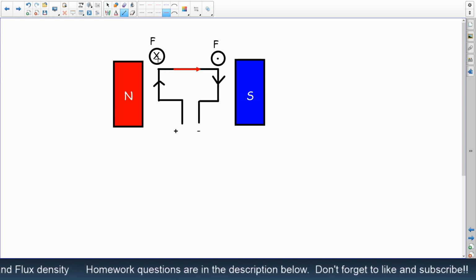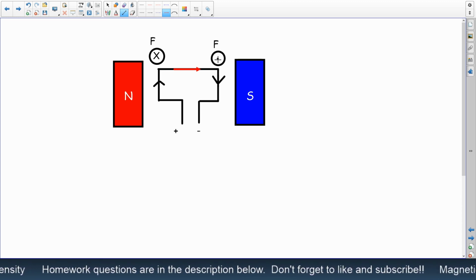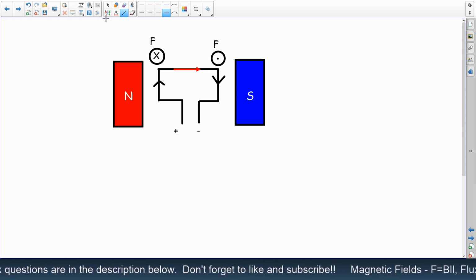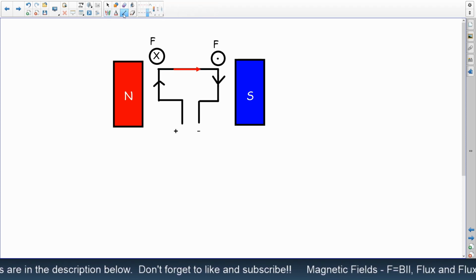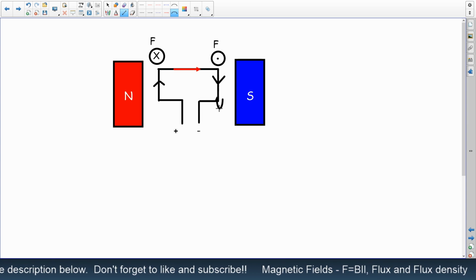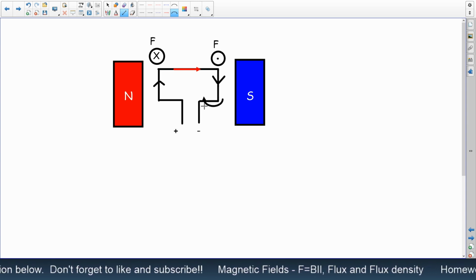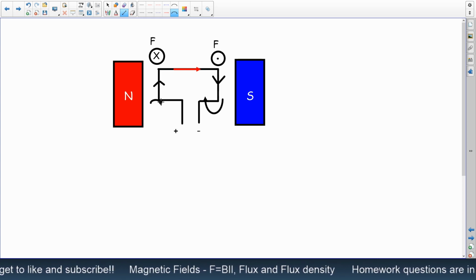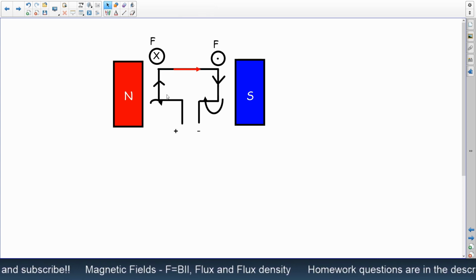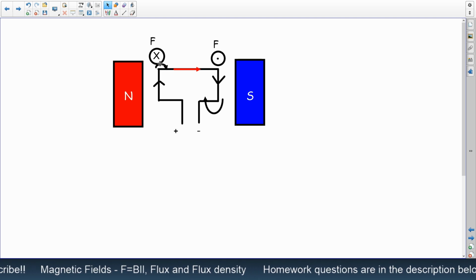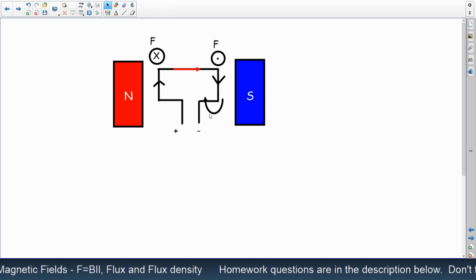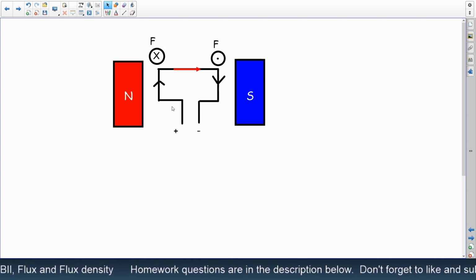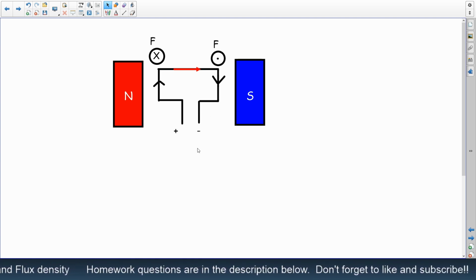But we do have a force into the page on this side and a force out of the page on this side. And that's going to cause a rotation. What we're going to get is a curve where this side travels upwards out of the page and this side travels downwards into the page. And the result is that this whole thing is going to spin. This is the basis of a DC motor. Direct current motor, because the plus and minus is traveling around here.